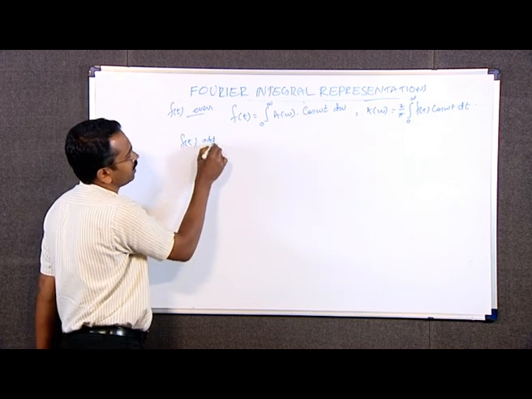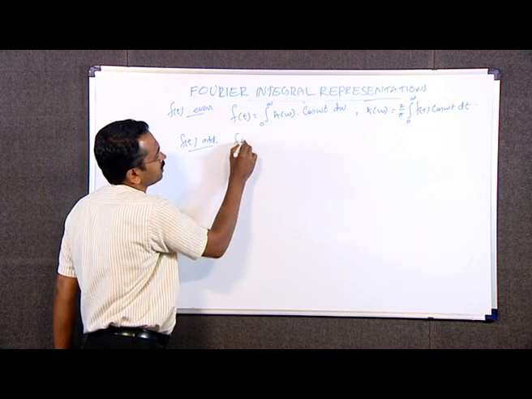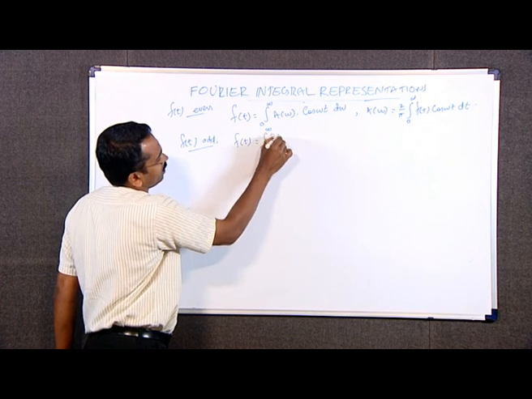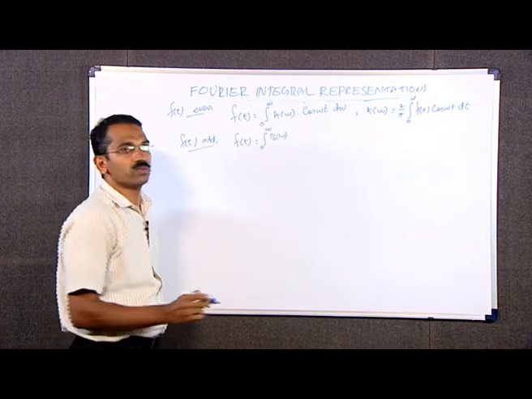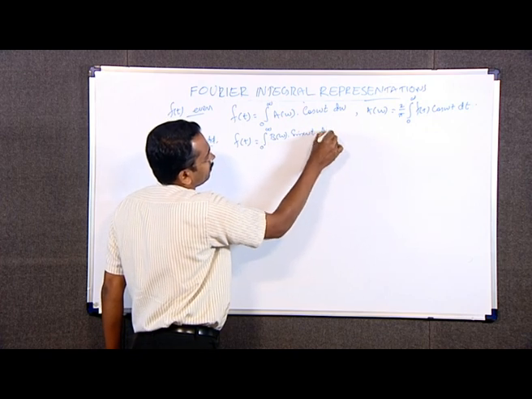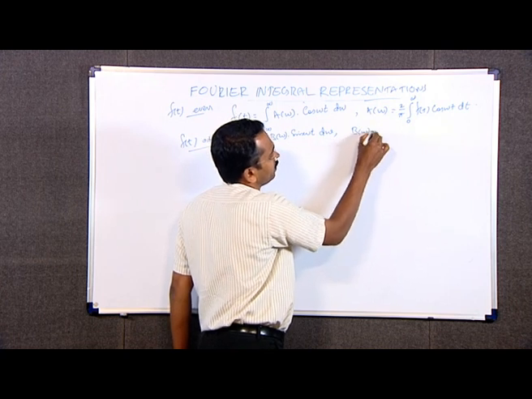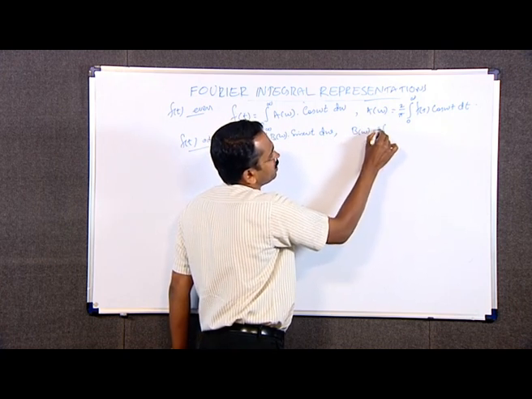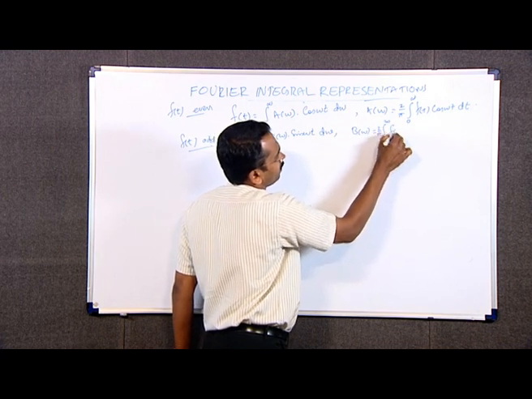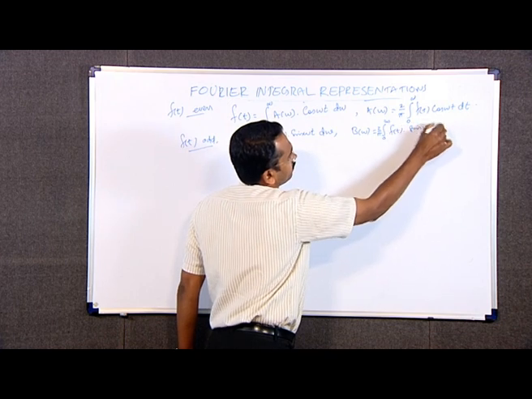If f of t is an odd function, then the corresponding Fourier integral representation is integral from 0 to infinity b omega into sin omega t d omega, where b omega is given by b omega is equal to 2 by pi into integral from 0 to infinity f of t into sin omega t dt.